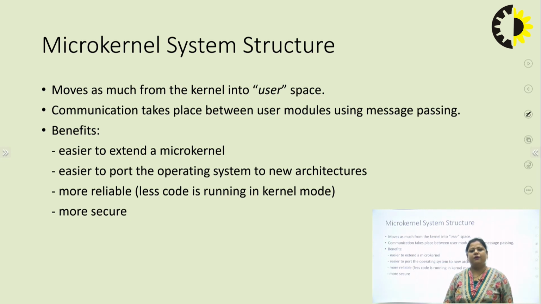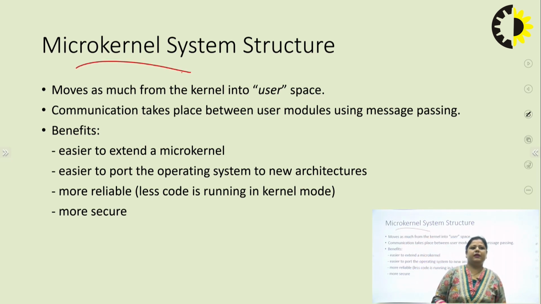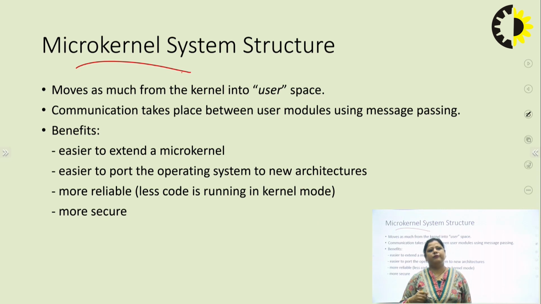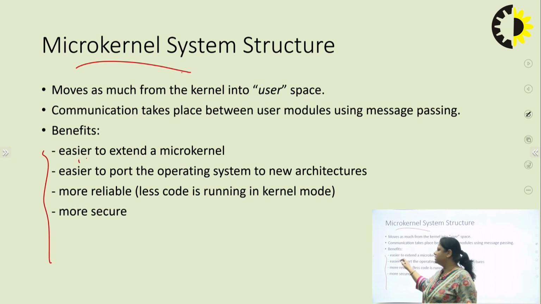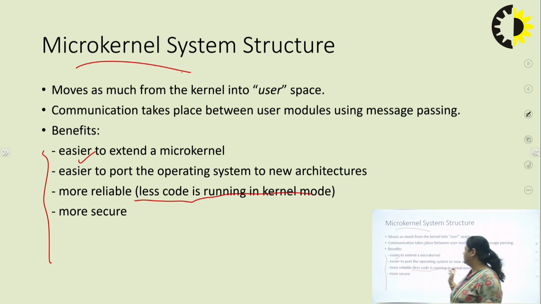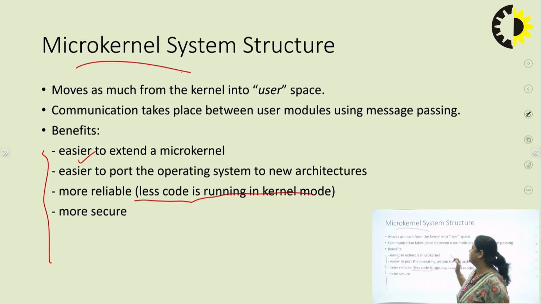Next is microkernel system structure. What is microkernel? It moves as much as possible from the kernel into user space, and communication takes place between user modules using message passing. So, there are some benefits of microkernels. It is easier to extend a microkernel, easier to port the operating system to new architectures, and more reliable. Less code is running in kernel mode, and it is more secure also. So, this is microkernel structure.